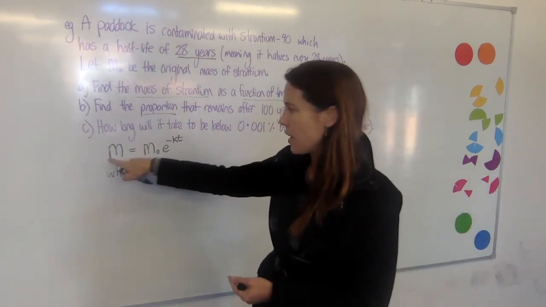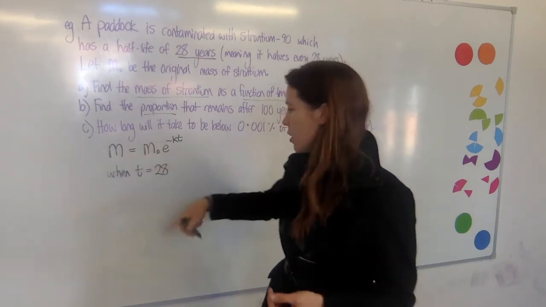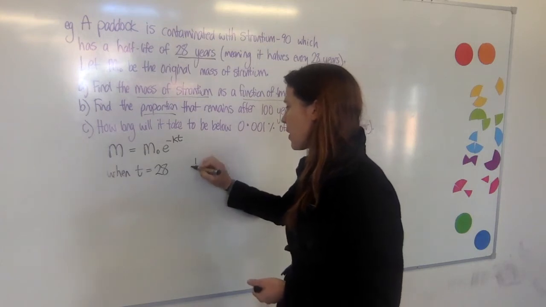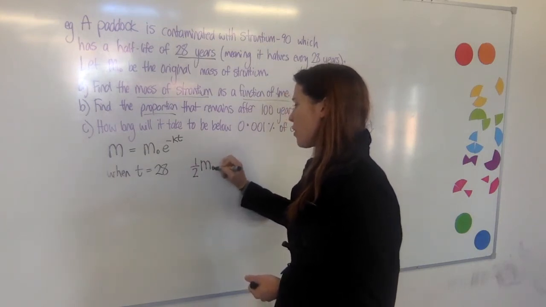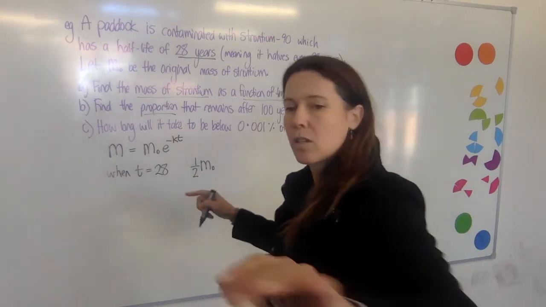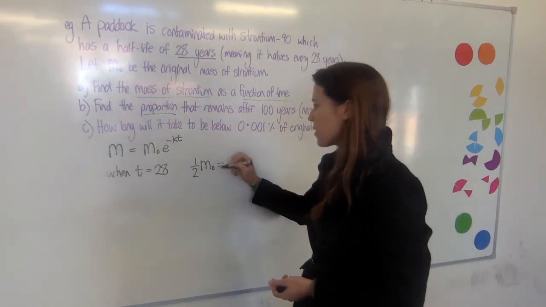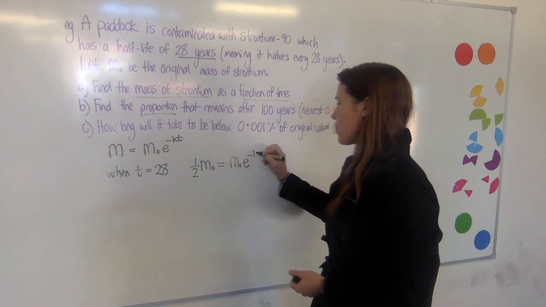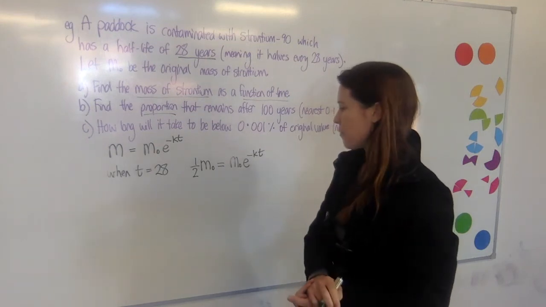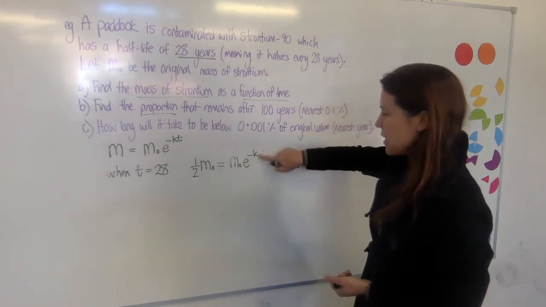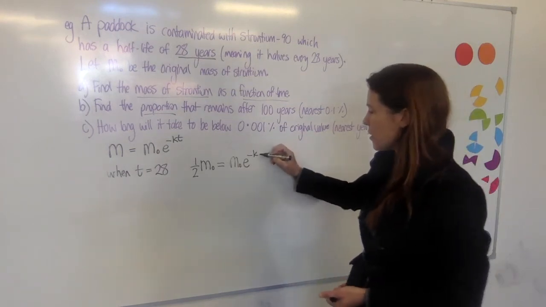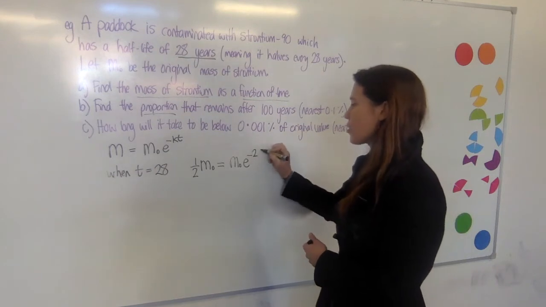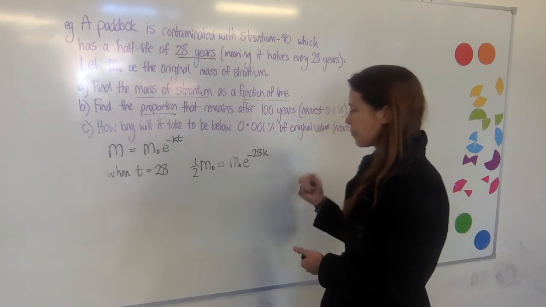So this part here means how much have you got now? Well, after 28 years, what we're going to have there is not M0, we're going to have half of what we had in the beginning. So I write half of what we had in the beginning needs to be equal to the amount we had in the beginning, e to the minus kt. That's my first step. Now, I don't need to put a t there, I can actually put 28. So multiplying minus k by 28, it would be nicer to write that as minus 28k.